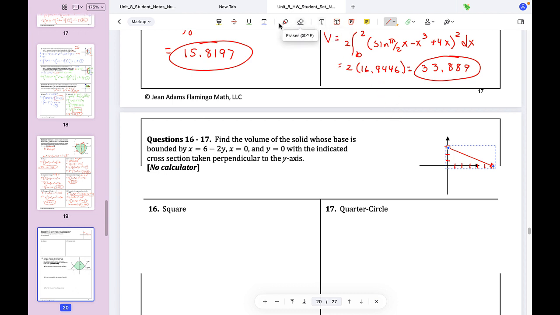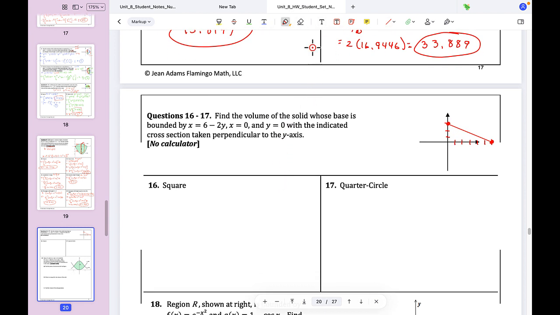Okay, so we're perpendicular to the y-axis. So we have squares that are perpendicular to the y-axis. So that means I need to rewrite this. Oh, this equation is written correctly. Oh, good. Okay. So I've got squares perpendicular to the y-axis, so my squares are going like that, right?